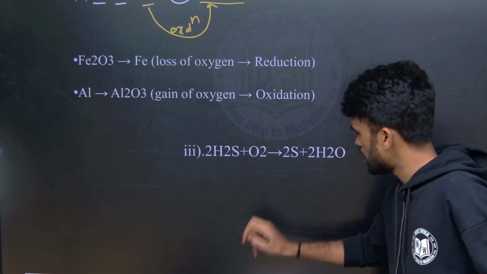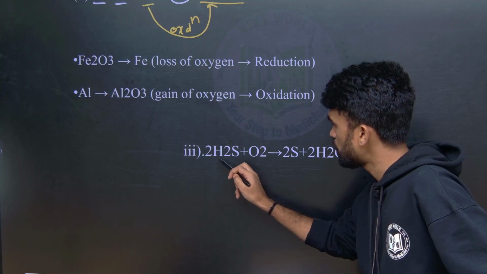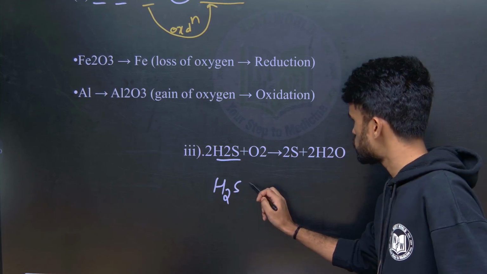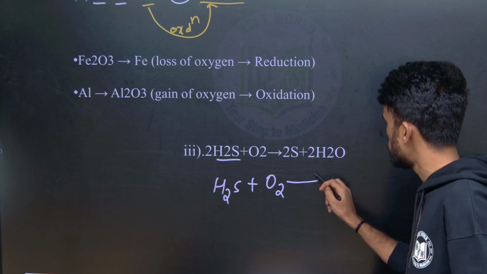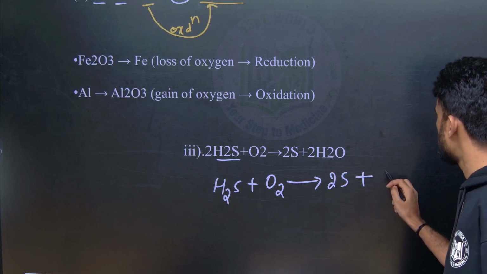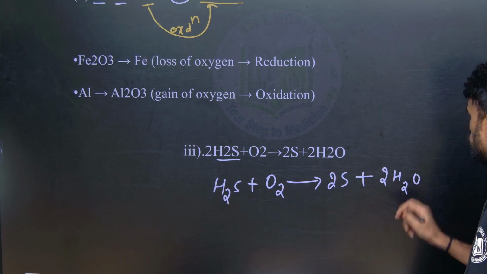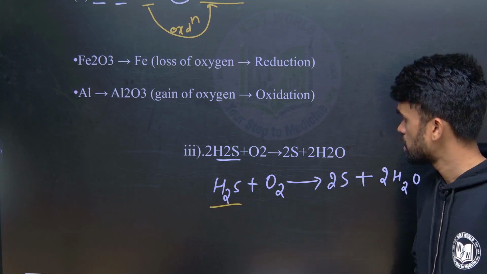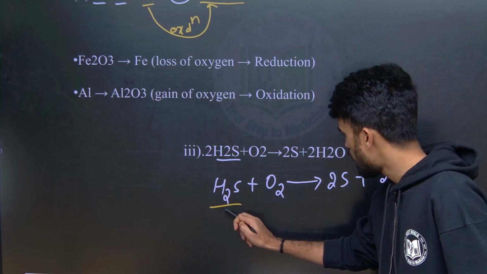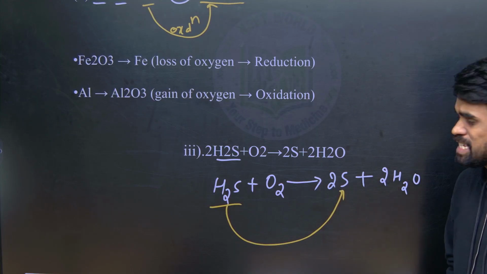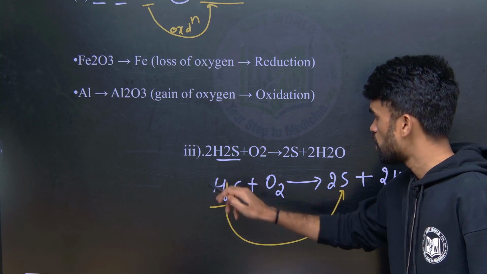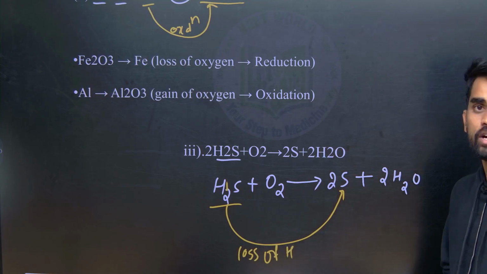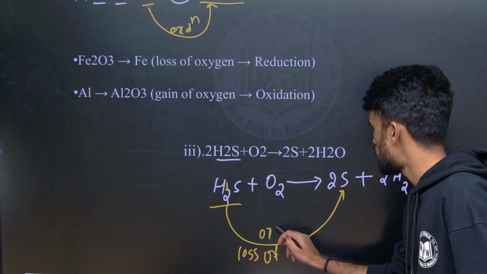See here we have sulfur with 2 hydrogens, H2S, hydrogen sulfide. Now this H2S, when reacting with oxygen, forms sulfur and a water molecule. So from H2S, it is losing 2 hydrogen atoms and becoming sulfur. In this process, what have we seen? Loss of hydrogen. So loss of hydrogen is what? Oxidation.